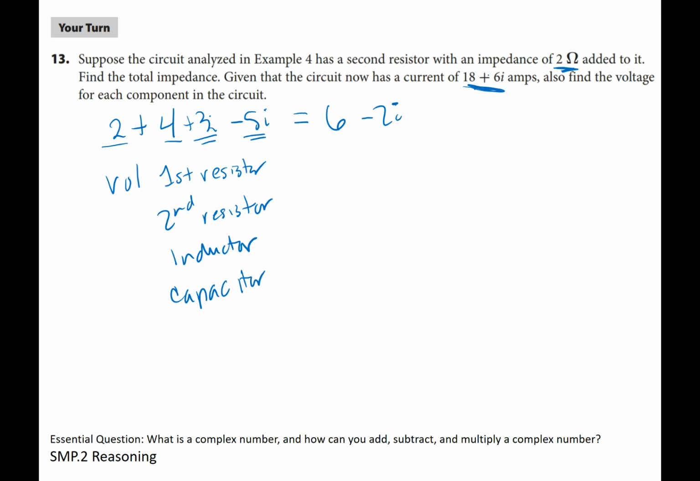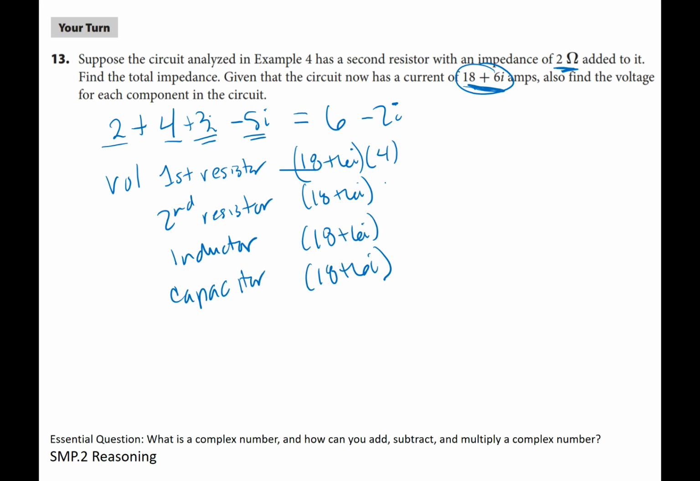All right, and our new current is this. So we would take our 18 plus 6i, and we're going to multiply it by our impedance there. It doesn't really matter which order you pick. But the original resistor was 4. So we're going to use this 18 plus 6i on all of them. And then my second resistor's ohms was 2. My inductor was 3i. And my capacitor is negative 5i.